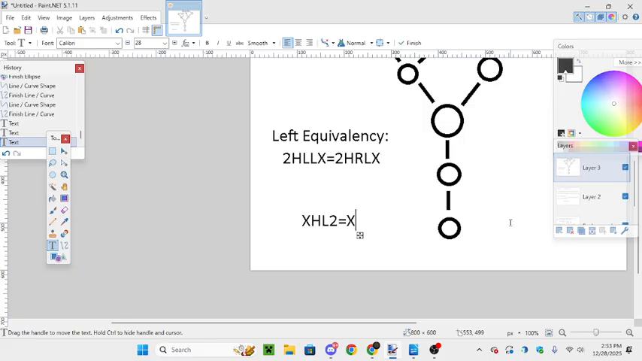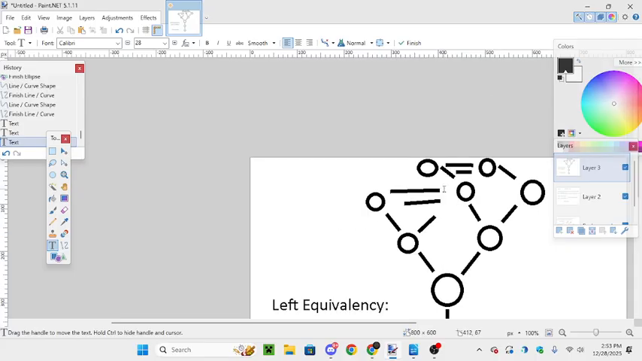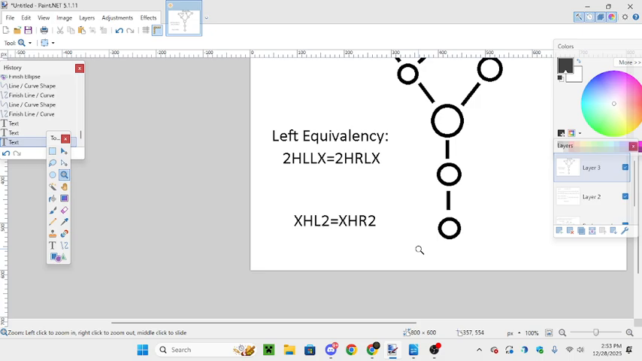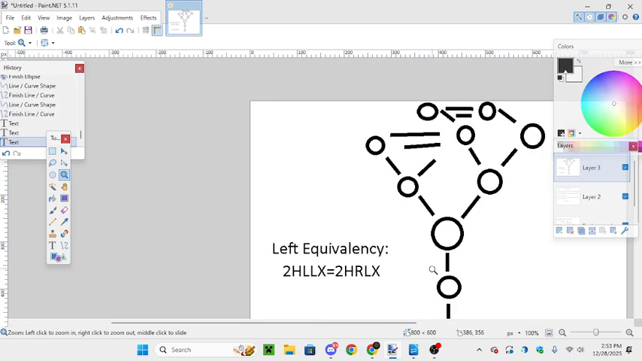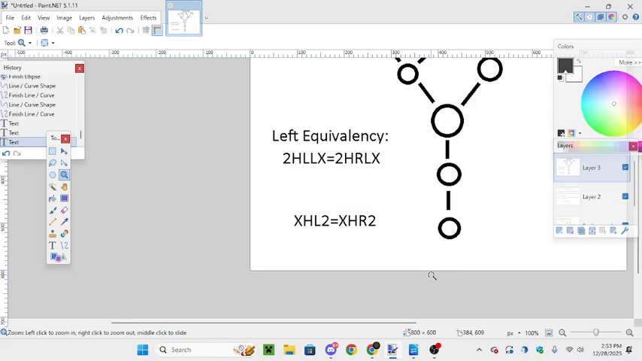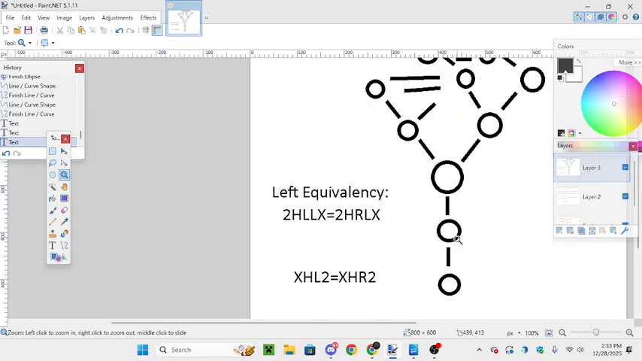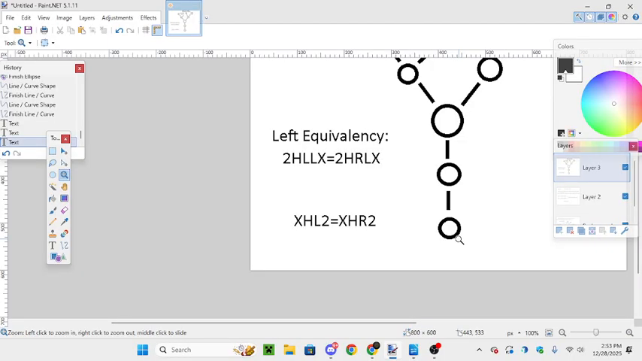Equals XHR2. I don't really know how to prove this. I don't really know how to talk about this. But I'm just excited, because this seems like a genuine algebraic property. It's a bit weird that it involves the number 2.